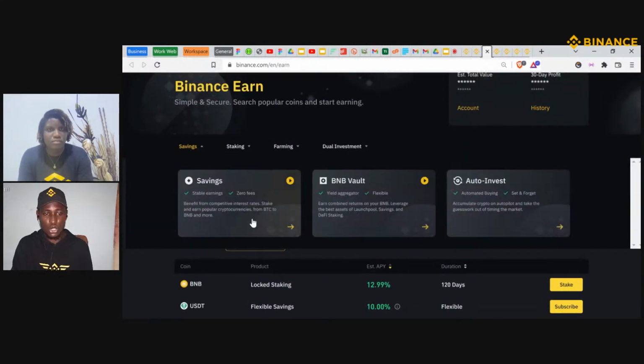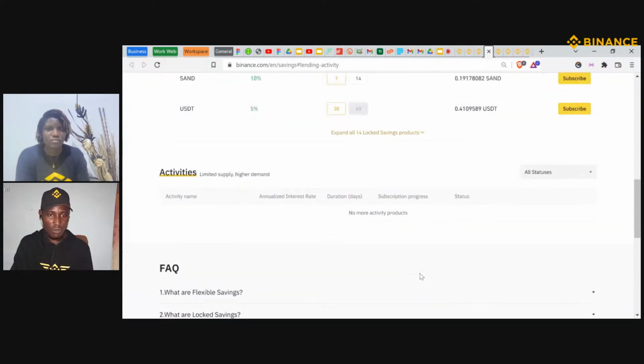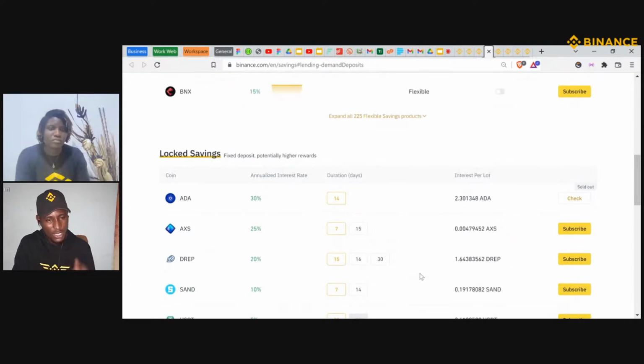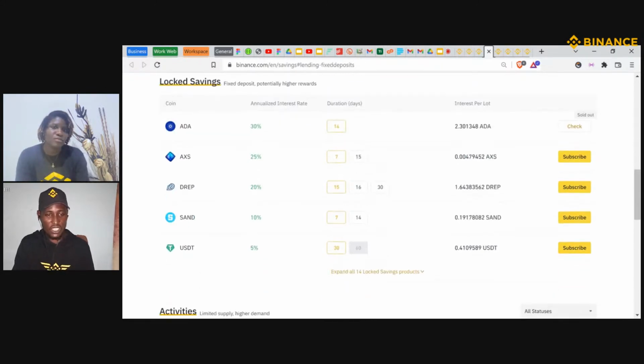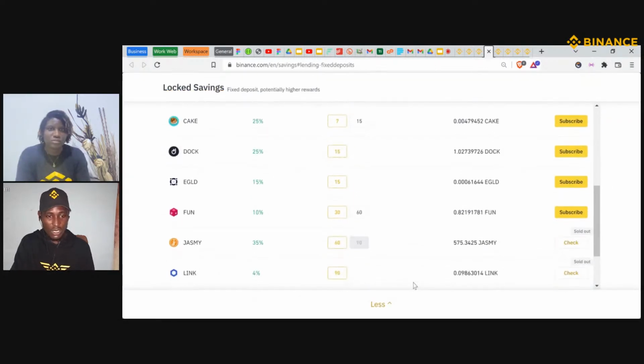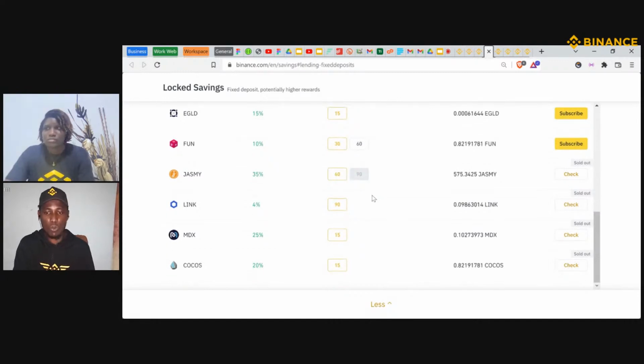Under savings, you have the flexible staking, the flexible savings and normal savings. So let's just give it a moment to load. Now this is it. Under the lock, you have locked savings and flexible savings. Just like locked staking, you have locked savings, which you lock for a number of days. The maximum here presently is 30 days. You can also click to see everything. You have 60 days, you have 90 days. So it depends on what you want to do.